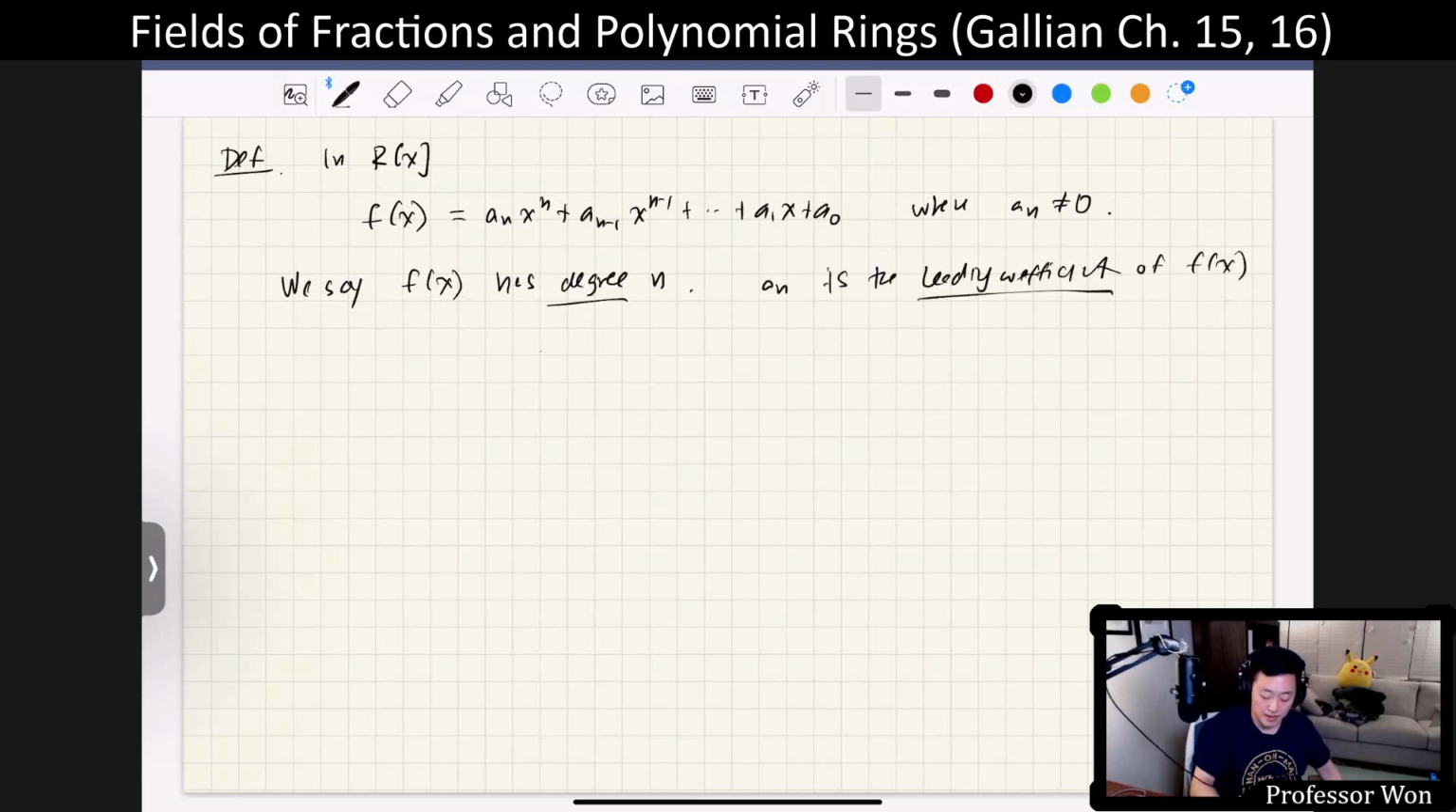Okay, we'll often write degree f of x is equal to n. Now what happens if there is no non-zero coefficient? In other words, what happens if the polynomial is f of x equals 0? In this case, we're just going to take the convention that f of x has no degree.